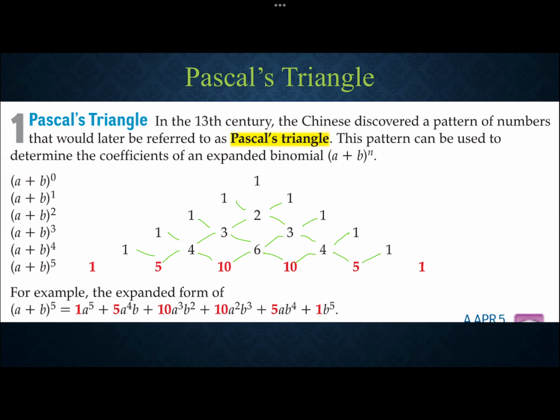So if I want to do another row below that, a plus b to the 6th power, we'd have a 1, we'd have a 6 because 1 plus 5 is 6, a 15 for 5 plus 10, a 20 for 10 plus 10, a 15 for 10 plus 5, a 6, and then again a 1 at the end.